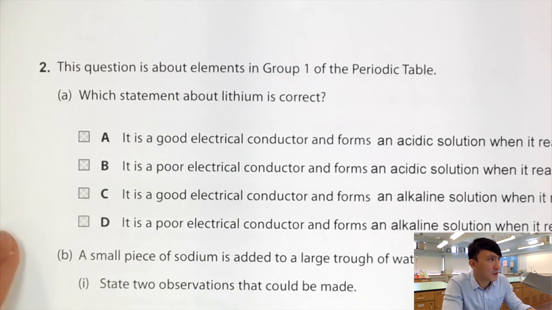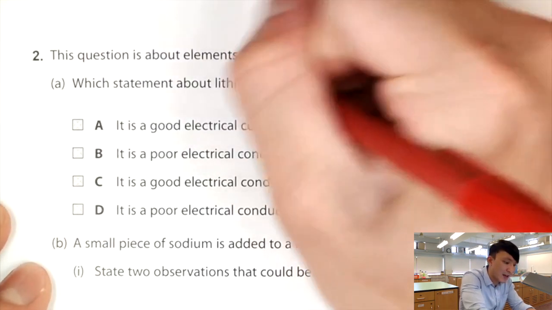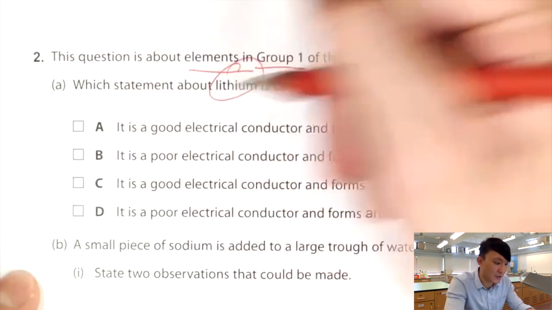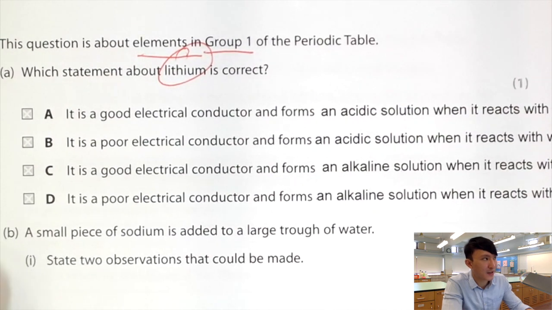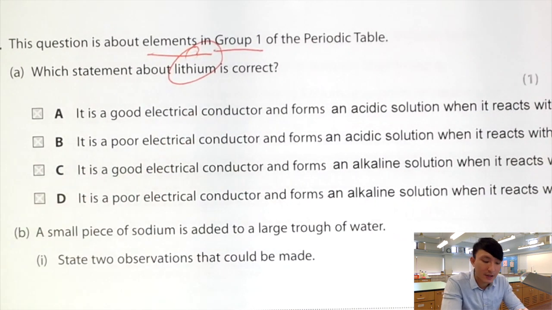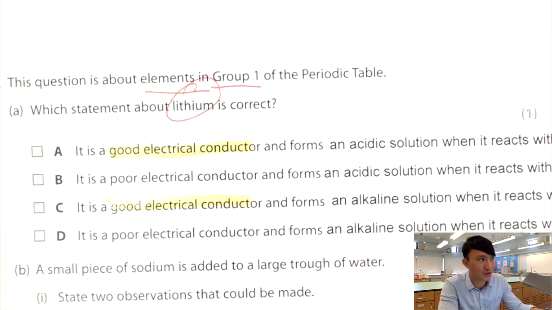Now let's move on to question 2 here. So it's a multiple choice question related to the group 1 elements. So which one is the correct description related to lithium? First of all, it has to do with the electrical conductivity. Even though group 1 metals exhibit quite different physical properties when compared to general metals, when it comes to electrical conductivity, it is still a good conductor of electricity. So in this case, we are going to choose A or C. Okay, they are good conductors.